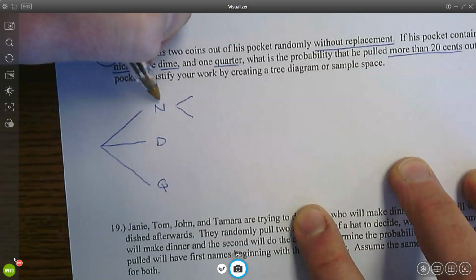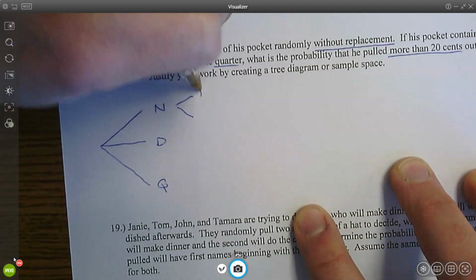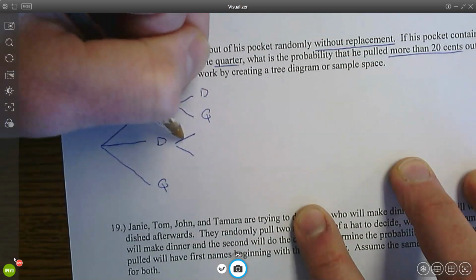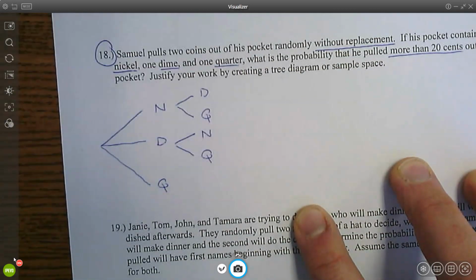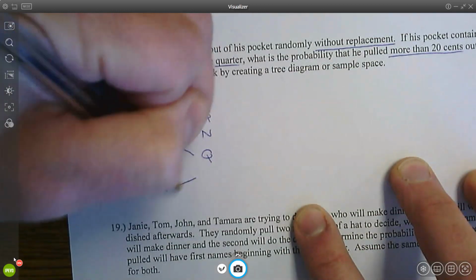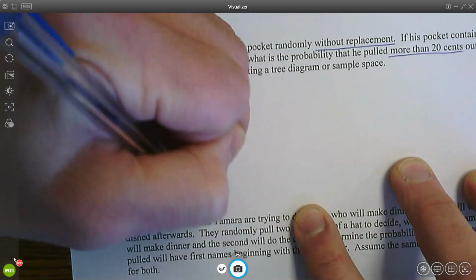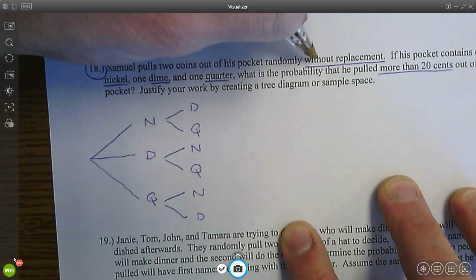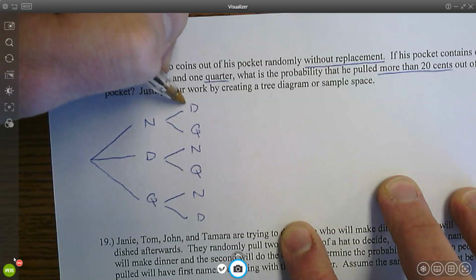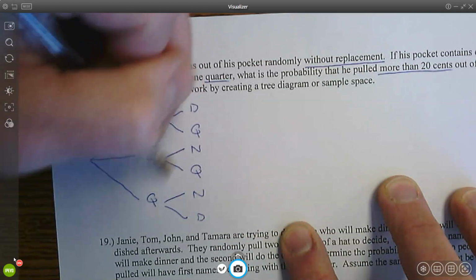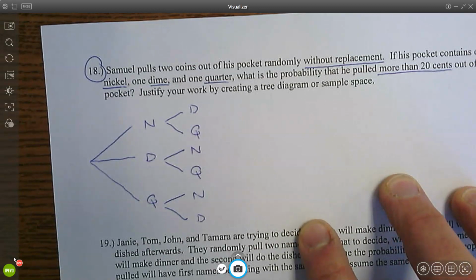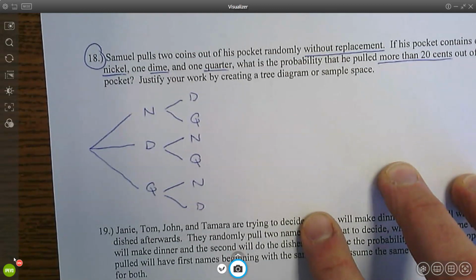So if he pulls out a nickel first, he can't pick the nickel anymore. So all that's left is the dime and the quarter. If he picked the dime first, all that's left now is the nickel and the quarter. And if he picked the quarter first, all that's left is the nickel and the dime. So that's how this is different. If this was done with replacement, there would be a nickel option here, a dime option in the middle, and a quarter option in the bottom. So you have to think about the scenario when you're going through these tree diagram questions to see if it's with replacement or without.